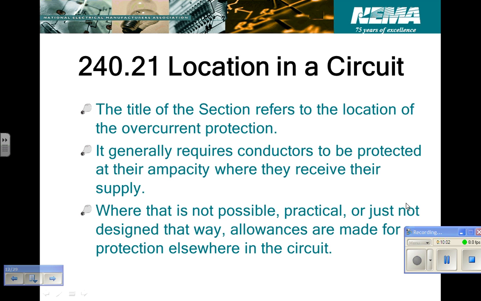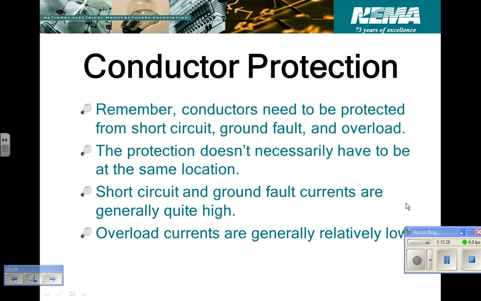Okay, the title of the section refers to the location of the overcurrent protection. It's generally required that conductors be protected at their ampacity where they receive their supply. In other words, it's normally at the top end of the circuit, right? Except for tap conductors, where it's not possible, practical, or just not designed that way. Allowances are made for protection elsewhere in the circuit, like at the bottom end of the circuit. Okay.